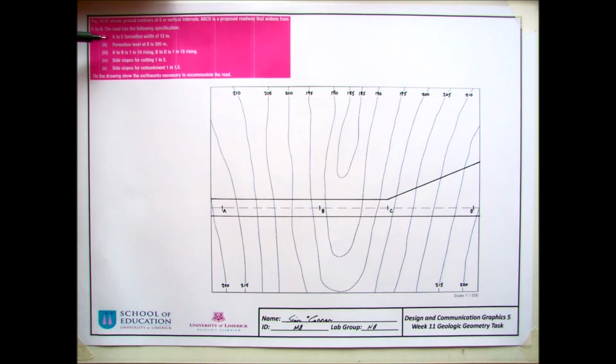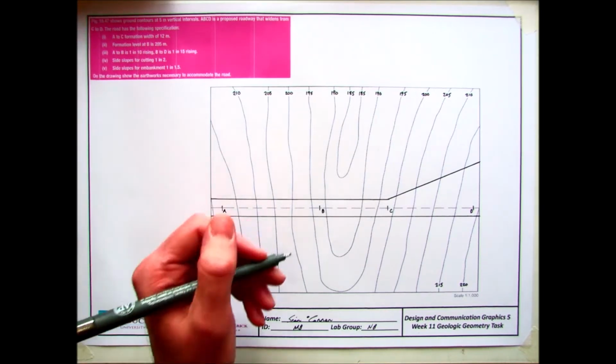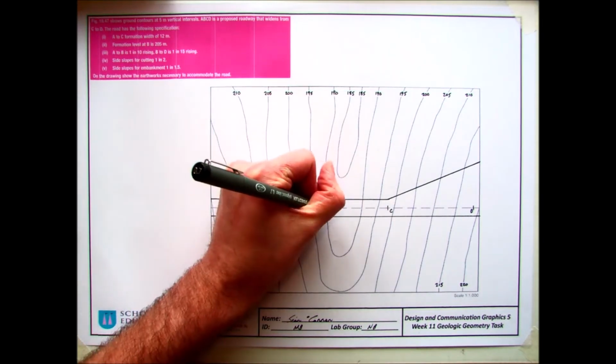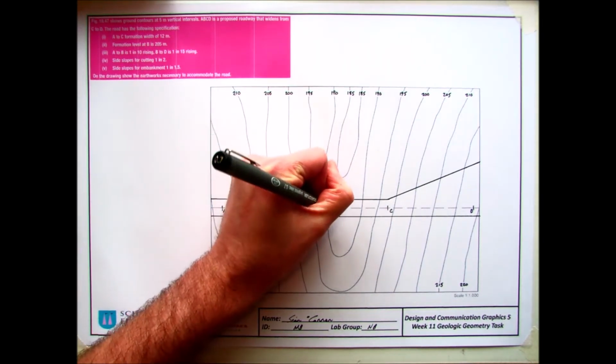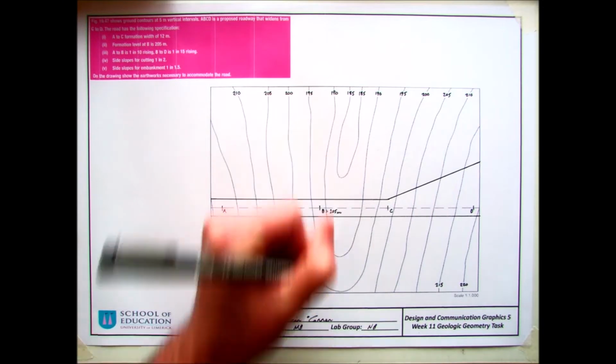Formation level at B is 205 meters. So here is 205. So B is equal to 205 meters.